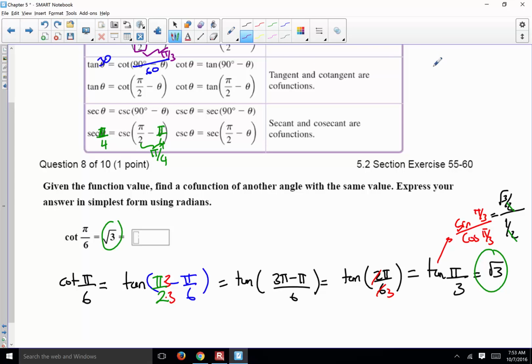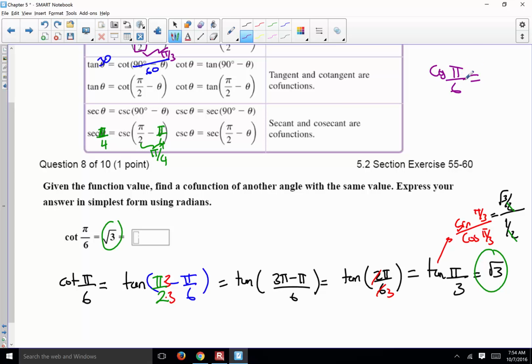Okay. What is cosine pi over 6? Let's see who remembers this. Anyone? I'm just testing your table values. You haven't memorized them yet?